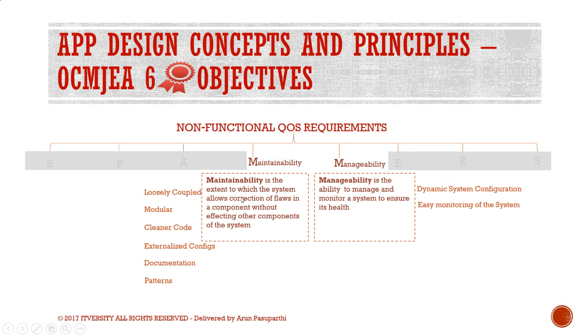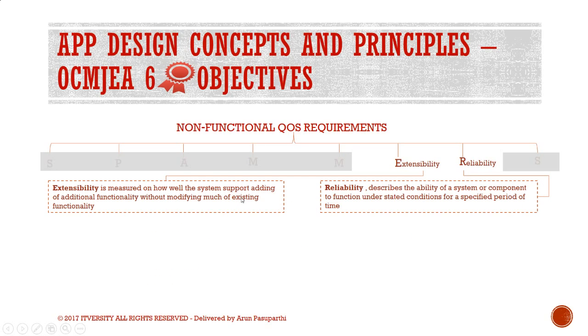Maintainability is about correcting the flaws. Extensibility is about adding new functionality. So you need to remember that in the exam too. People often get confused between maintainability and extensibility, and they kind of mix it up.